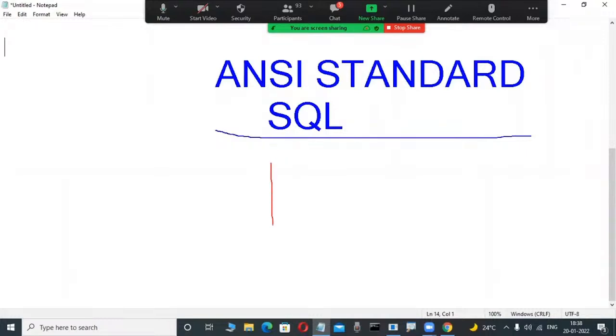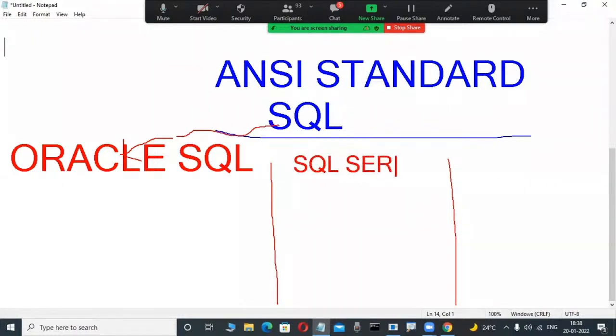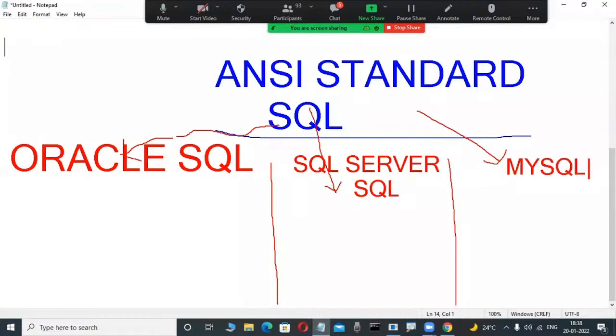I agree, but unfortunately, observe here: from this ANSI standard SQL language, Oracle Corporation created their own SQL that is called Oracle SQL. That is important, which so many people don't know. Again, SQL Server, a Microsoft product, created their own SQL from this ANSI standard, called SQL Server SQL. Again, MySQL created their own SQL language from this ANSI standard, called MySQL SQL.